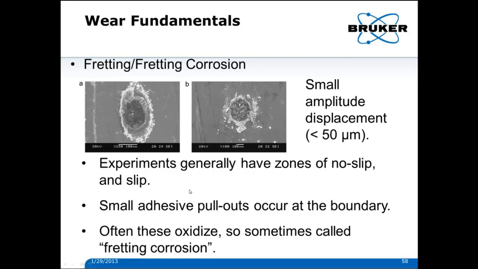So we again start with small adhesive pull-outs occurring at the boundary between the slip and the no slip. Often these will oxidize, so sometimes referred to as fretting corrosion. The fundamental studies have been done showing this also occurred on noble metals, such as gold. So it doesn't require corrosion, but it's almost always the case in normal circumstances.